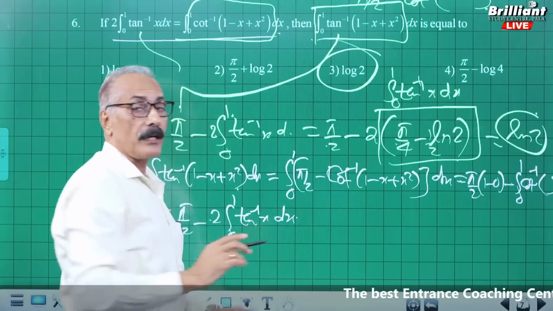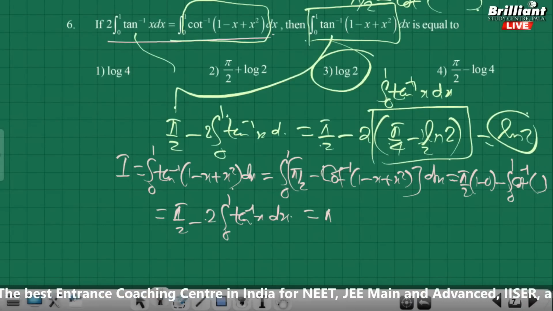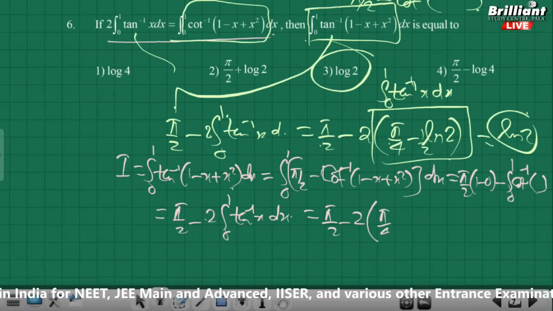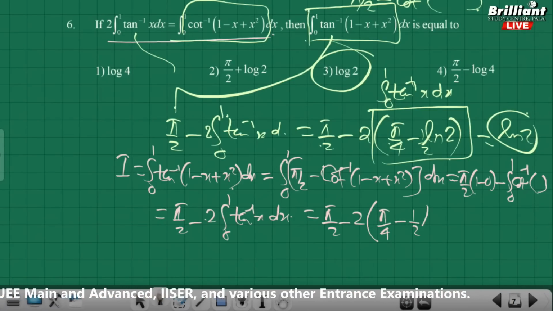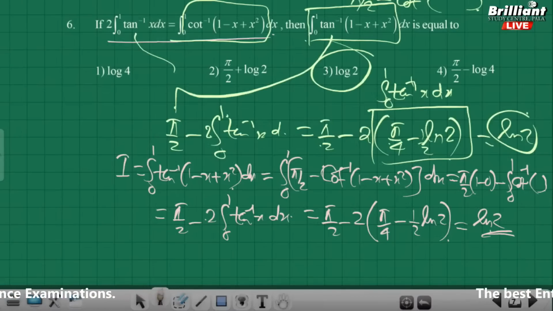You know how to integrate the integral from 0 to 1 of tan inverse x: tan inverse x into 1. You have to write tan inverse x into 1. So this is pi by 2 minus 2 into the answer I told you already, pi by 4 minus half log 2. You should remember this. Similarly this. Hence the answer is log 2, log natural 2. We will move on to the next question then.